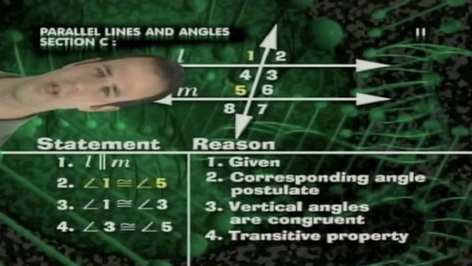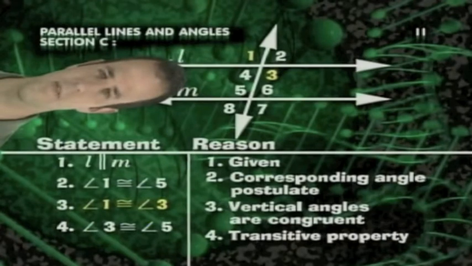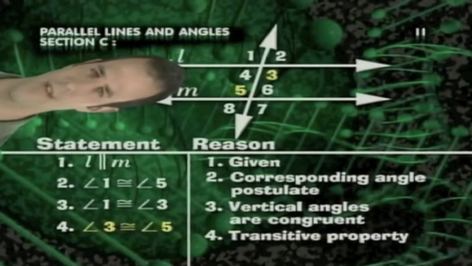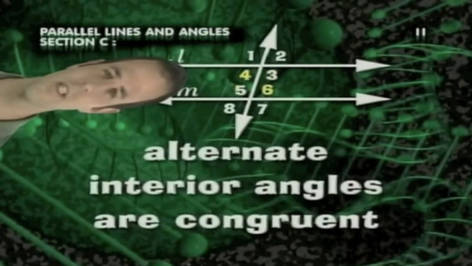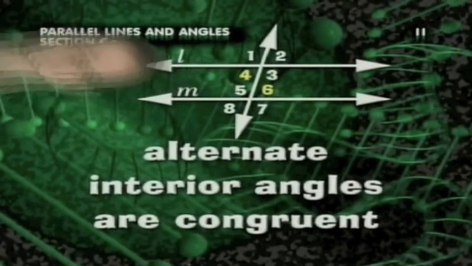In our theorem, we've shown that angle 1 is congruent to both angle 5 and angle 3. Because of this, we can use the transitive property as our reason to say that angles 3 and 5 are congruent to one another. And since angle 5 and angle 3 are congruent alternate interior angles, we've proven our goal. Alternate interior angles are congruent.